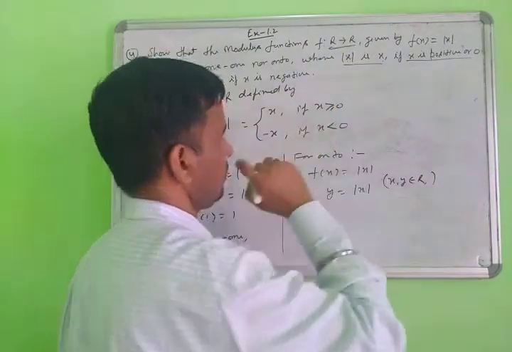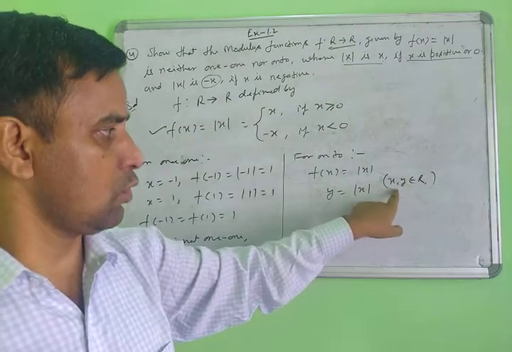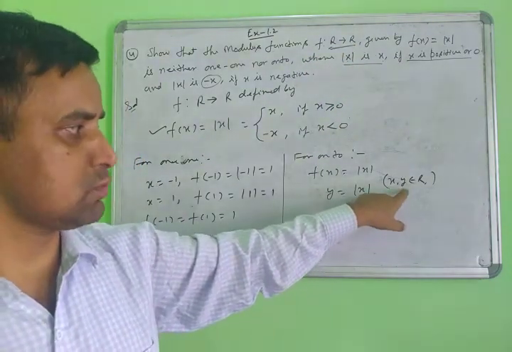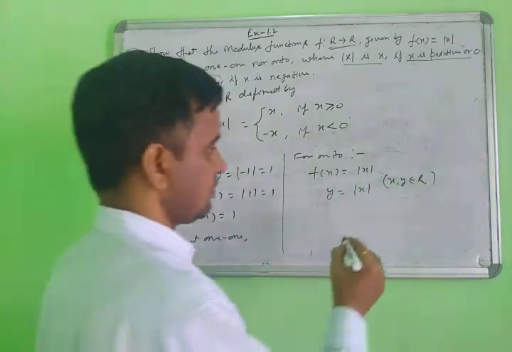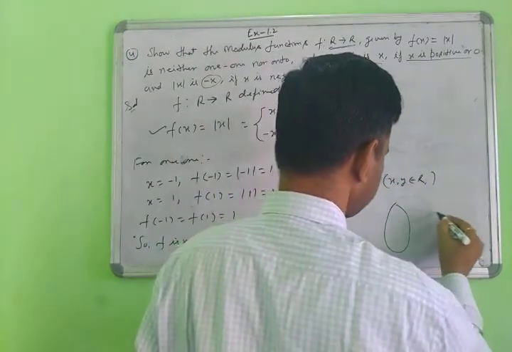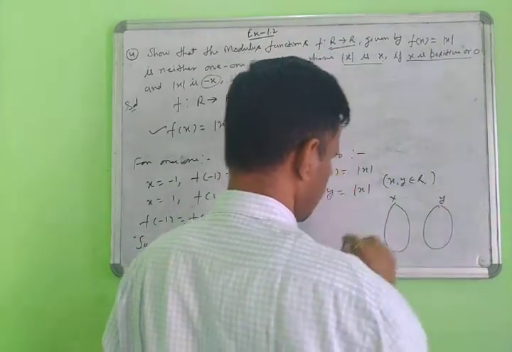Domain and codomain both have the real numbers. Domain means x and codomain means y, both having the real numbers. Same thing here. Suppose here this is the x and this is the y.